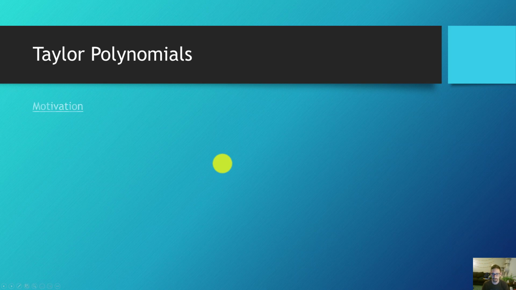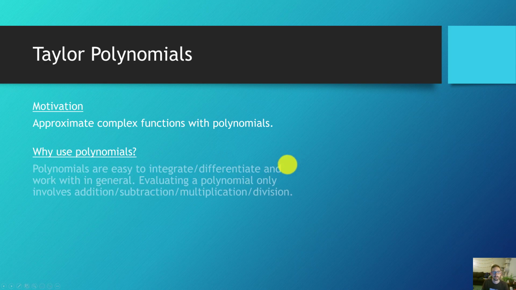Alright, so Taylor polynomials, the motivation behind them is to approximate complex functions with polynomials. At this point, you've probably heard me say this like 100 different times. But why use polynomials? Polynomials are easy to integrate and differentiate and work with in general, and evaluating a polynomial only involves addition, subtraction, multiplication, and division. Nothing fancy like a square root or a cosine or sine or anything like that, just the 4 basic things that you learn in elementary school. That's why we like polynomials so much.